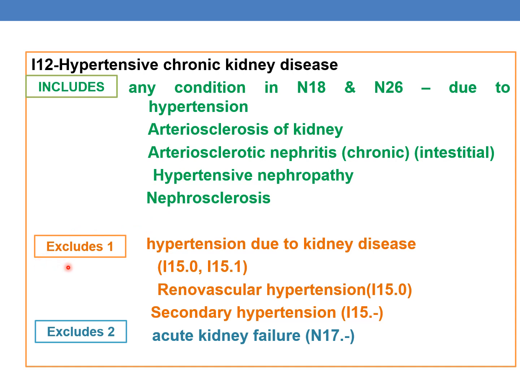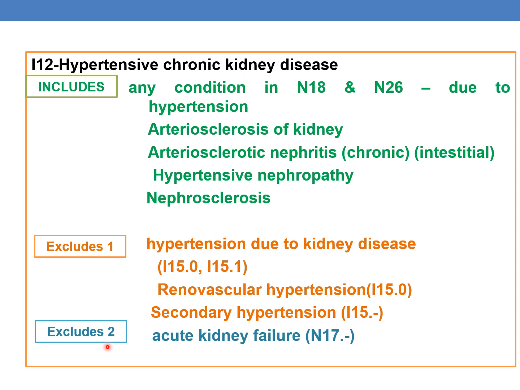You can find Excludes1. Excludes1 means these two codes should not be coded together. Excludes1 indicates hypertension due to kidney disease, which comes under secondary hypertension codes, and renovascular hypertension, secondary hypertension. These three codes are excluded. That is, you should not code I12 and I15 together.